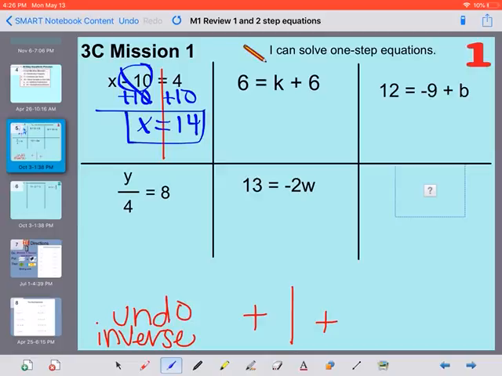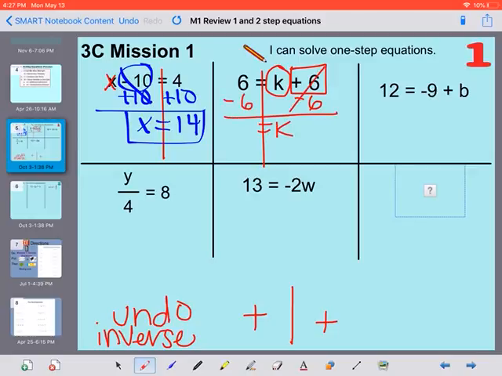So that's our answer. If you want to double check to make sure it's right, you can plug it back in for x. 14 minus 10 is 4. Next, we want to get the letter all by itself, so we're going to get rid of this plus 6 by subtracting 6. 6 minus 6 is 0. And 6 minus 6 over here is also 0, so k is 0.